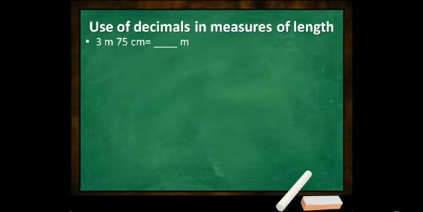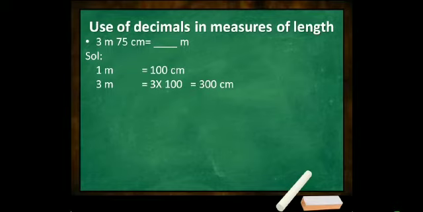The next one is 3 meters 75 centimeters. You have to convert it into meters. Now 1 meter is equal to 100 centimeters. 3 meters, first you will convert it into centimeters. So 3 into 100, that is equal to 300 centimeters. Now you will add both the centimeters, that is 300 centimeters plus 75 centimeters. So when you add this, you will get 375 centimeters.